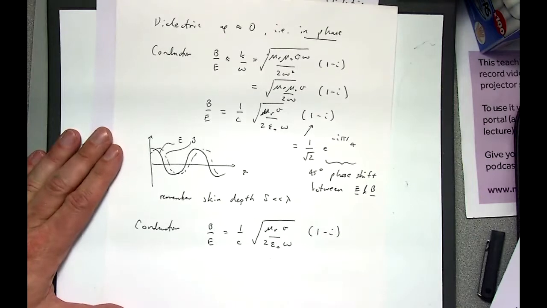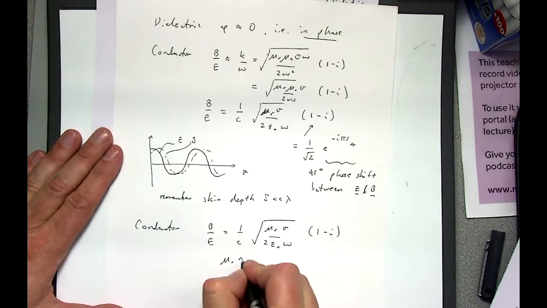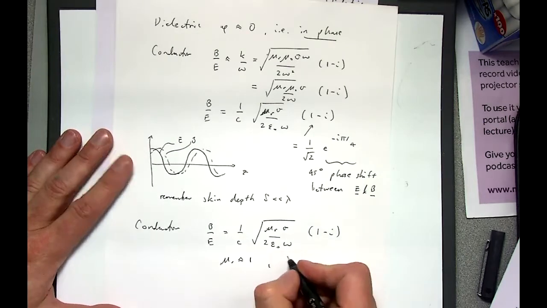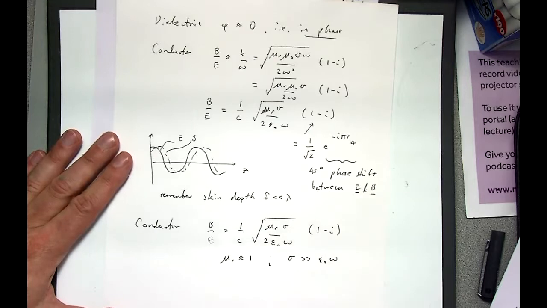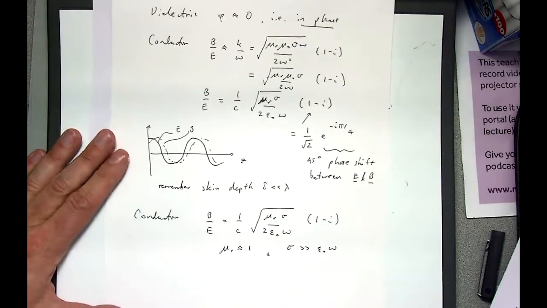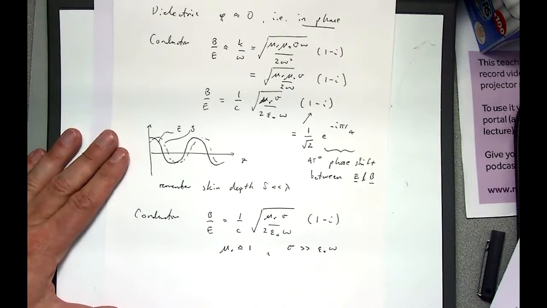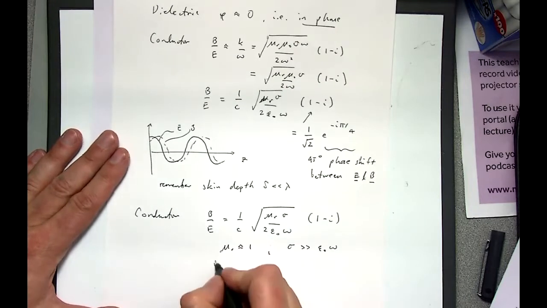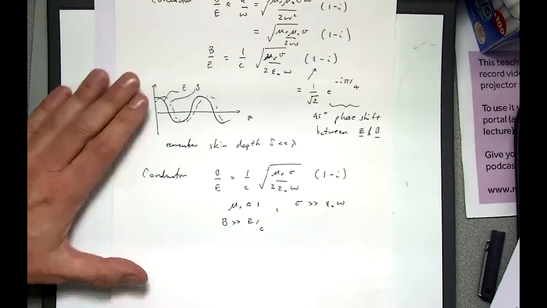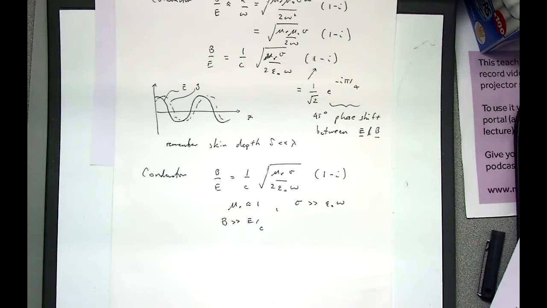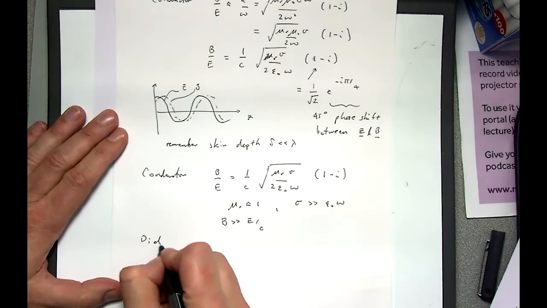But we'll ignore that. And remember that very, very often mu r is basically equal to 1. And we said in a good conductor that sigma, the conductivity, is much bigger than epsilon naught omega. And that tells you something. It tells you this square root term is much bigger than 1. So therefore, the magnetic field is much bigger than E over C. Okay? So we compare that to our free space situation, which is that it's equal to E over C. So the magnetic field is vastly increased in a conductor compared to what it would be in free space.